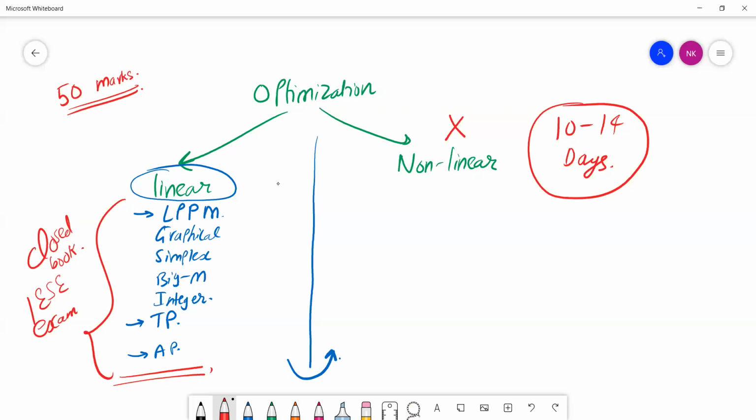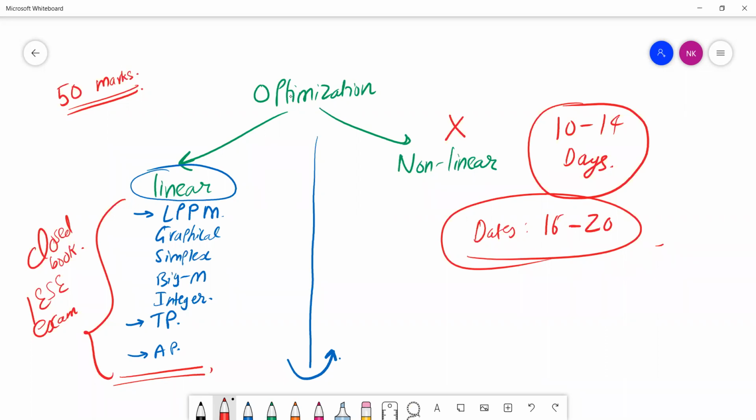So if you count it, the dates of the exam will be in between 16 to 20. So mark this date. I will be confirming when your exams will be, and I will be declaring it within 1 or 2 days. But as of now, you can keep this date as finalized, that it will be somewhere in between 16 to 20 of this particular month.